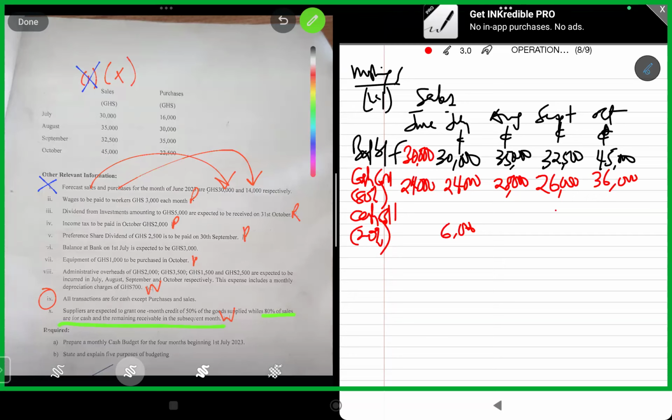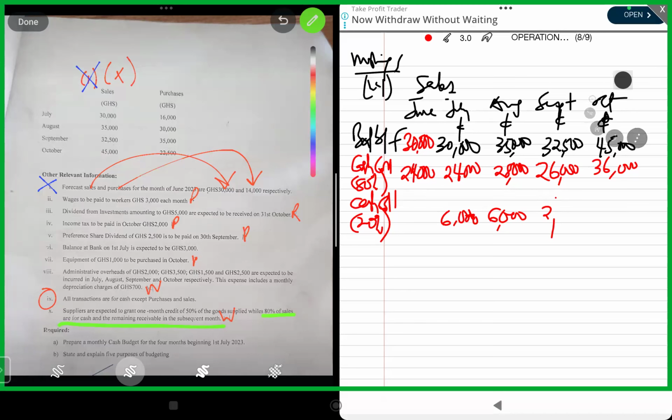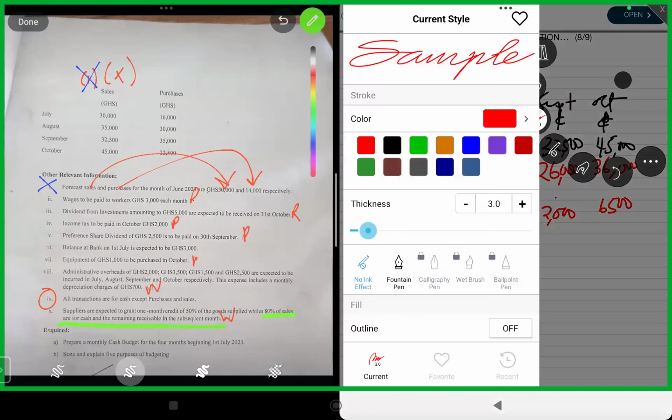Cash collection in August. When will they collect the 20%? September. How much is that? 2,000. September, when will they collect it? October. October, how much is that? 6,500. Then we are going to have November and December, right? Yeah. So I'm going to underline these.